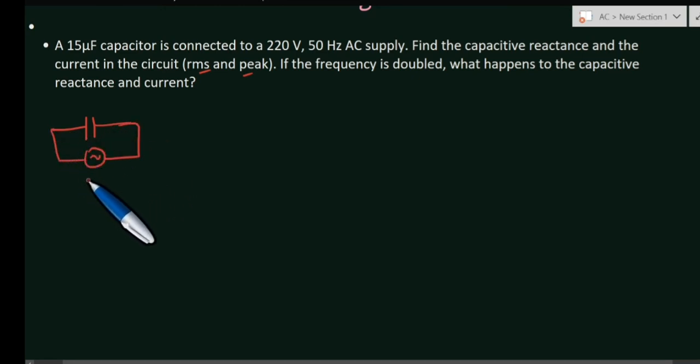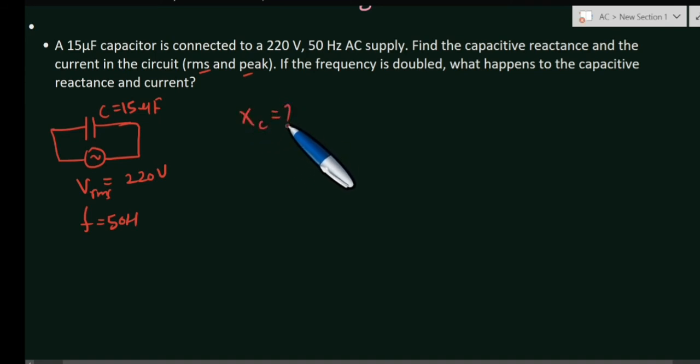And the value of AC voltage is given, that is 220 volt, and the frequency is 50 Hertz, and the capacitor value is 15 microfarad, and they are asking what is the capacitive reactance and current, IRMS, as well as peak value of current, that is I naught.